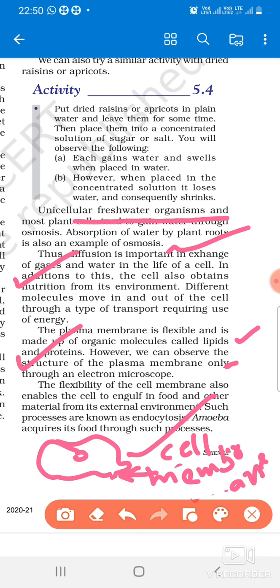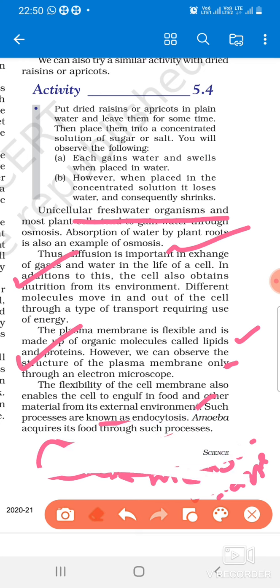And this movement, that is, it will engulf food through this cell membrane. So this is called endocytosis. Underline this, this is called endocytosis. Clear? Is it okay? Now we will study about the different parts of the cells.